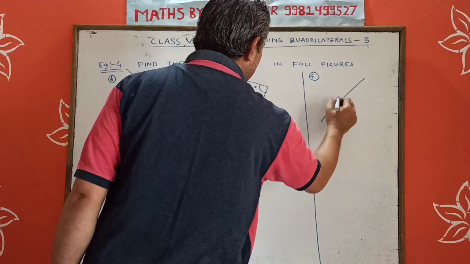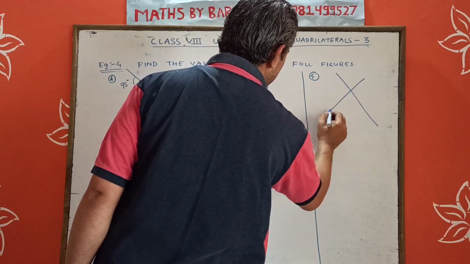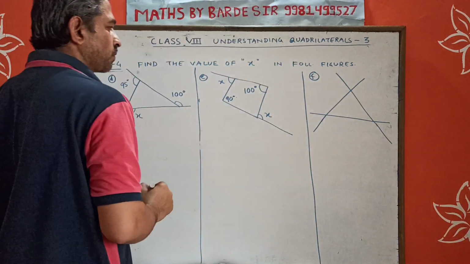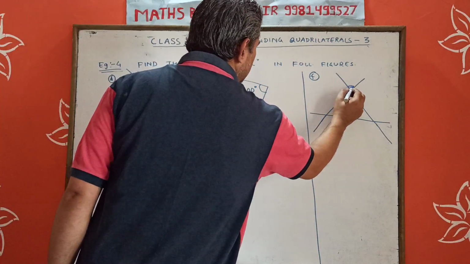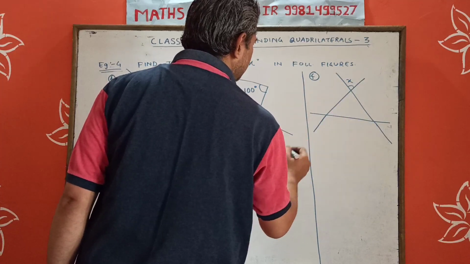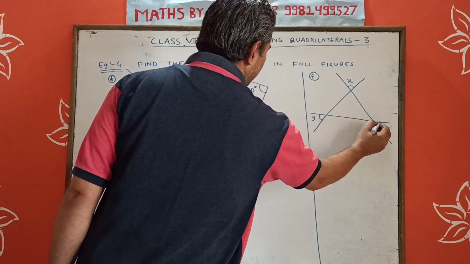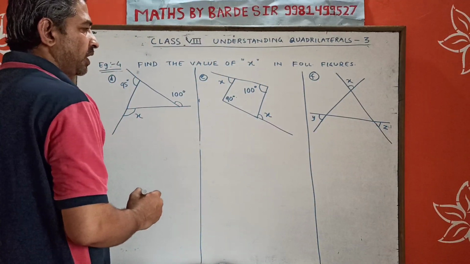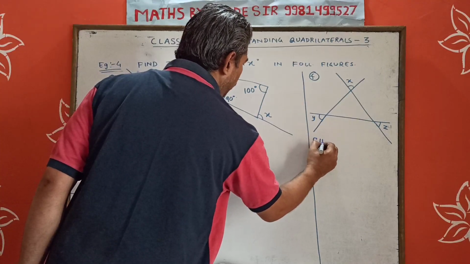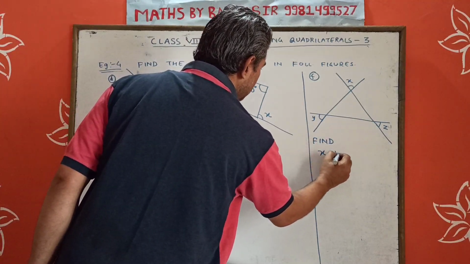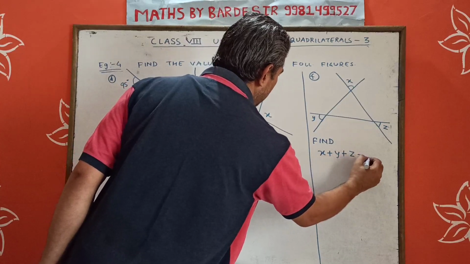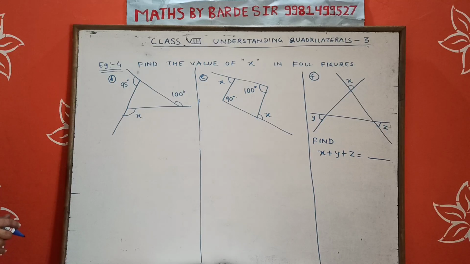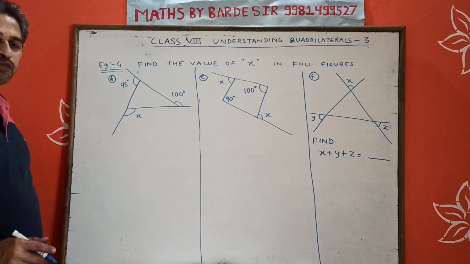Next figure, here you are given x, this is y, the other one is z, and you have to find out x plus y plus z. Okay, let's see the fourth one, D.